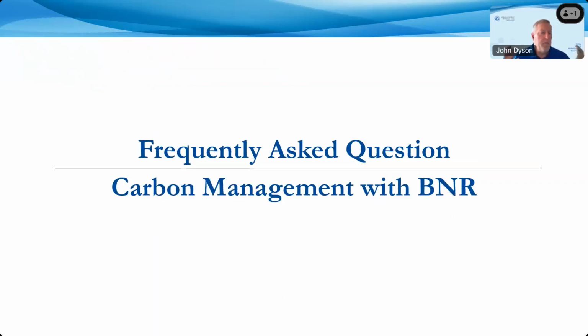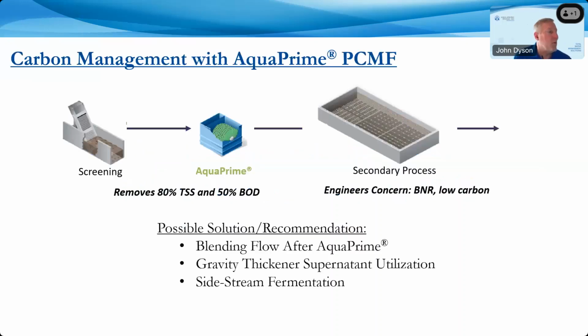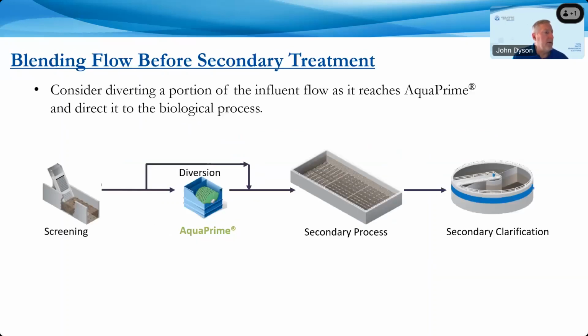So one of the most frequently asked questions that people ask is about carbon management with BNR processes. And with the 80-50 rule, everyone is asking, what's the impact of the low carbon on the process? So there are several possible solutions if you're concerned about that. We'll go through about 3 solutions here.